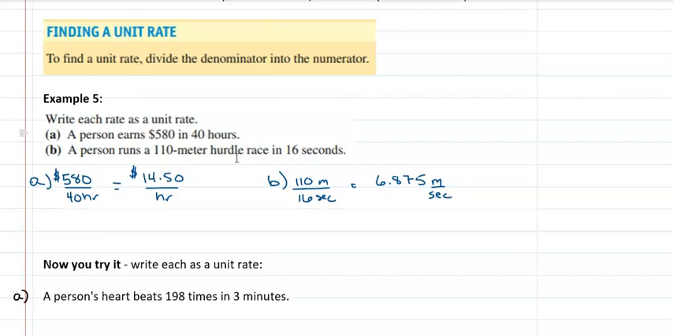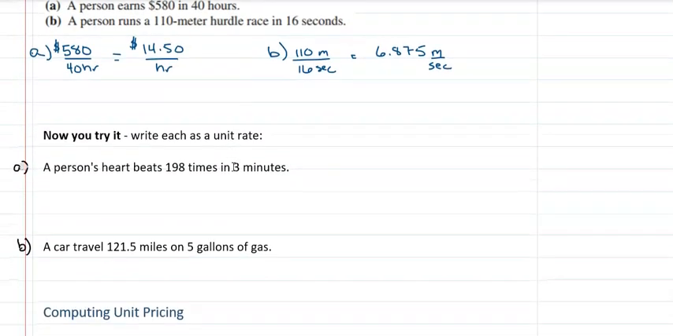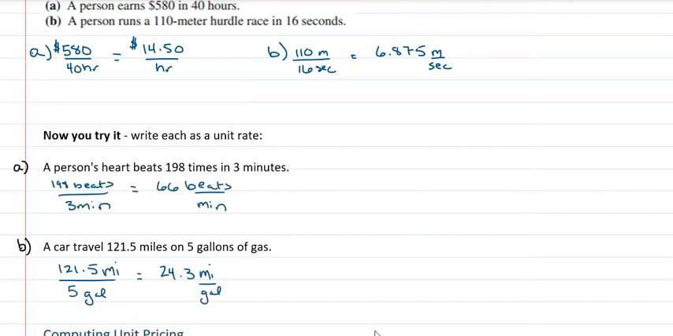All right, so now it's your turn. Give this a shot, write each one as a unit rate, and come back in just a moment to see what the answers are. Okay, so the person's heart beats 198 beats per 3 minutes, so that gives us 66 beats per minute. A car travels 121.5 miles with 5 gallons, and so we get 24.3 miles per gallon.